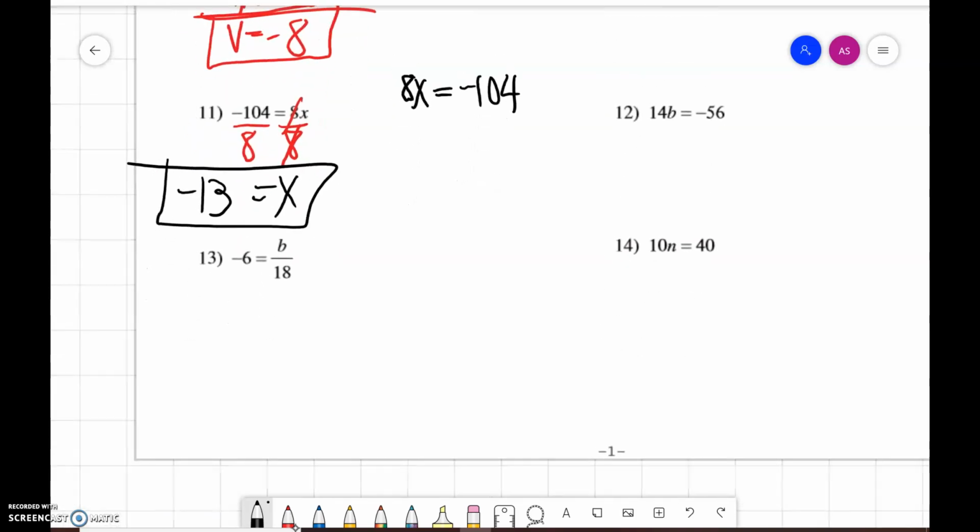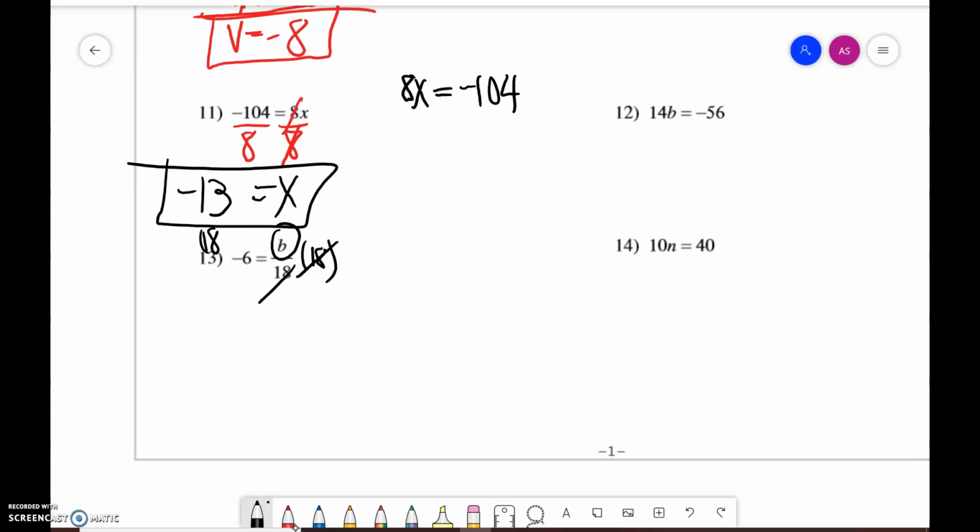All right, last problem. So here we have fractions. We know we all love fractions. Okay, a fraction only means division. So if I have b divided by 18, I want to multiply both sides by 18. Okay, this is going to cancel out.